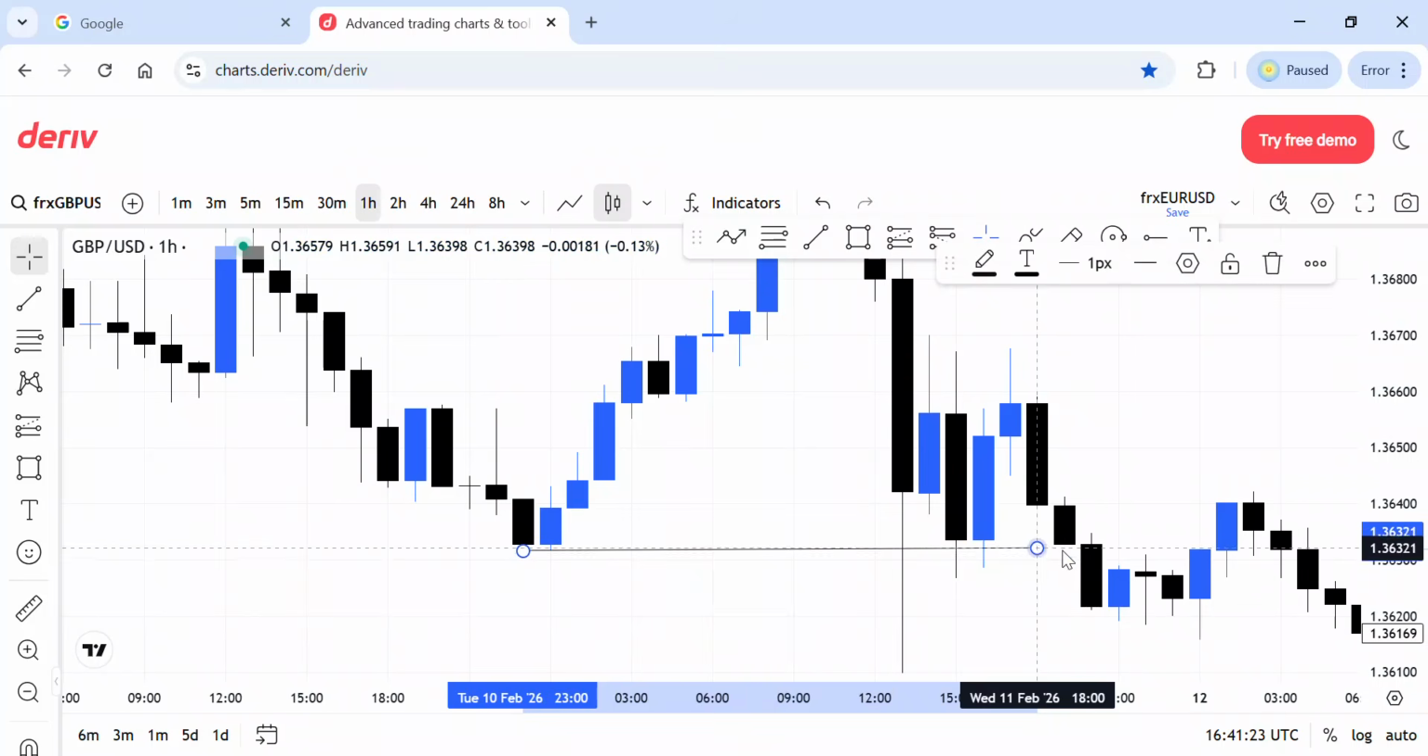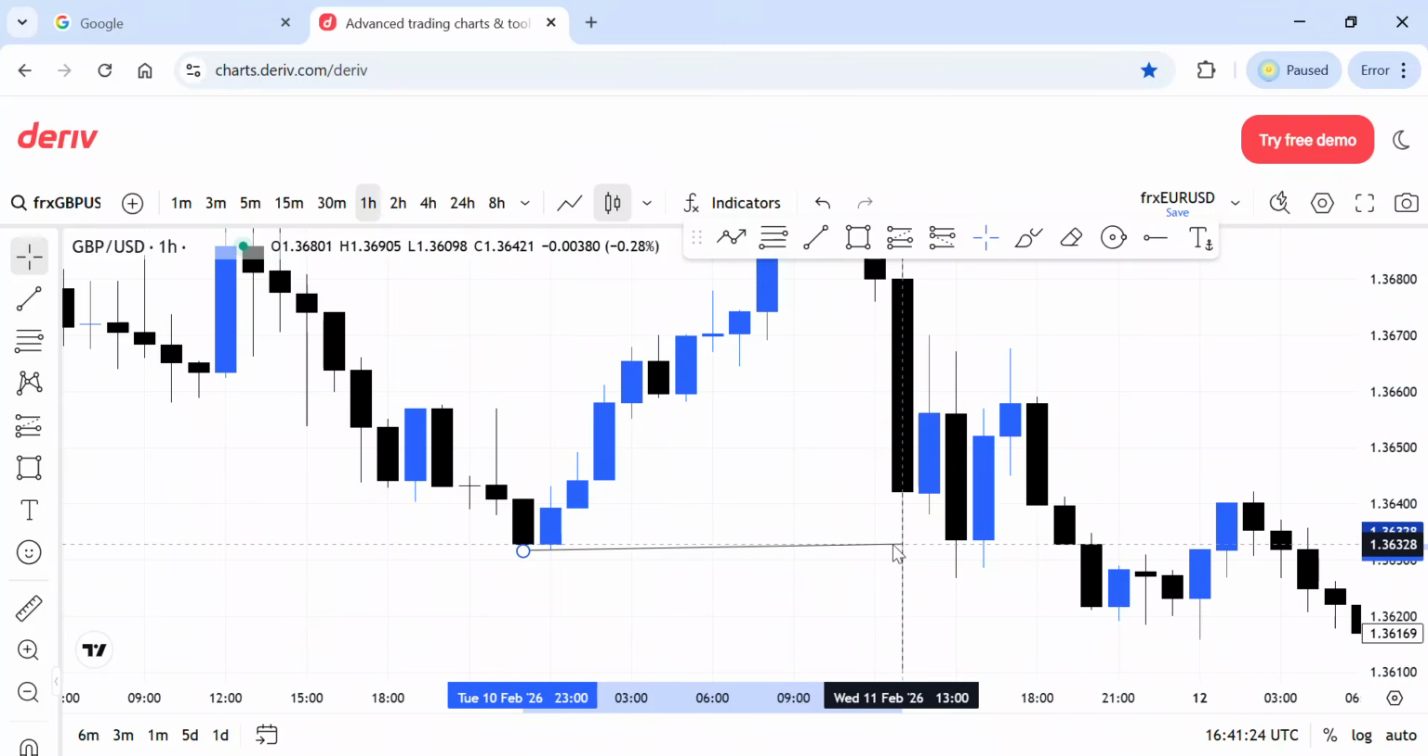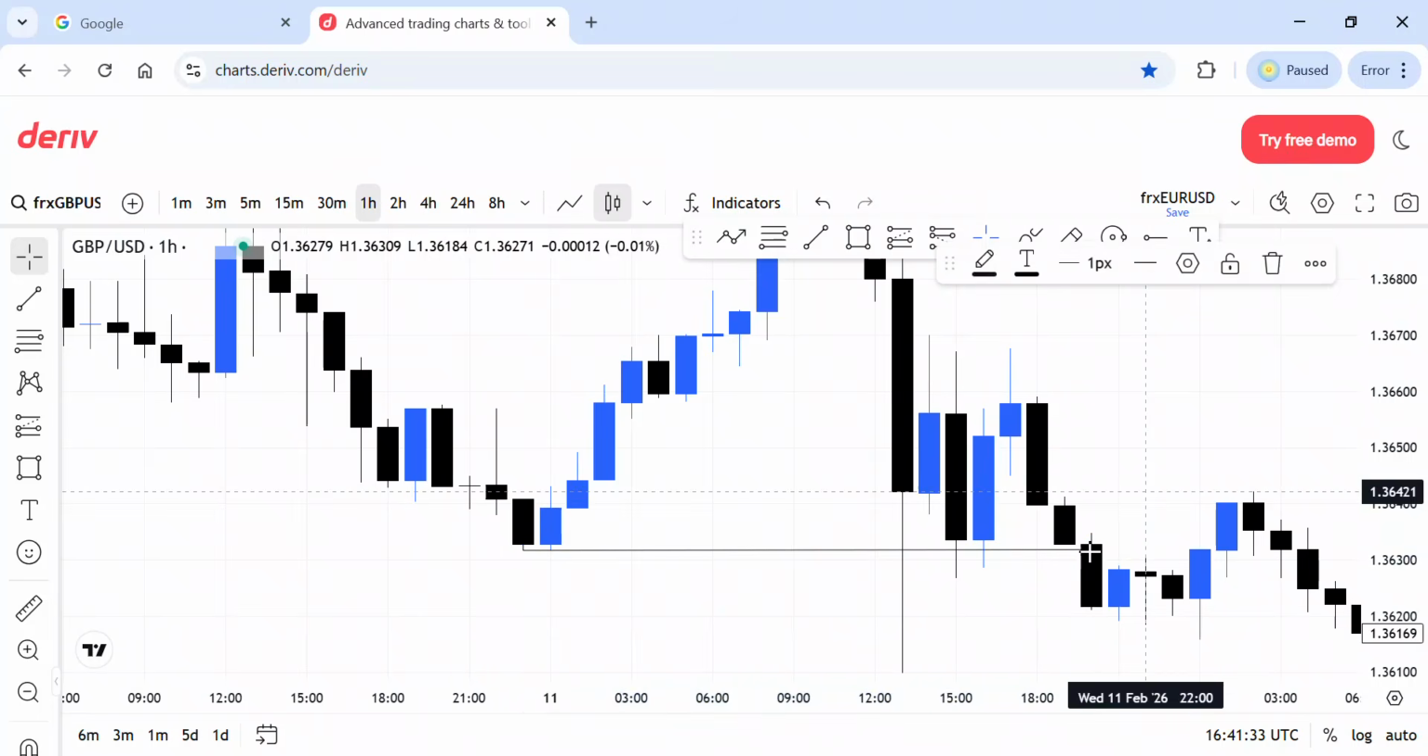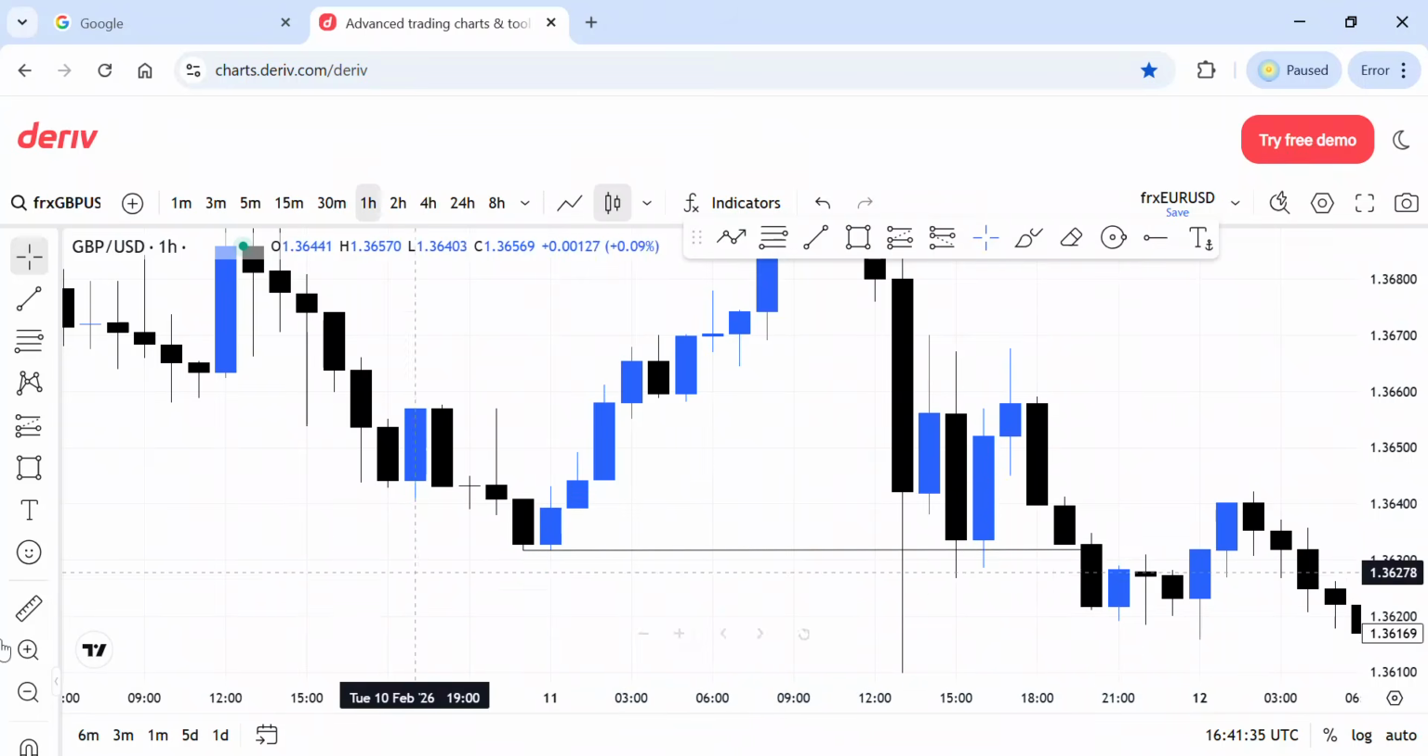Then this candle closes. Don't make a mistake by making use of this wick, okay? It's very, very risky. Make sure candle close occurs. So this candle closes, okay? That candle closes. So now we've confirmed all the three things that we need to see.